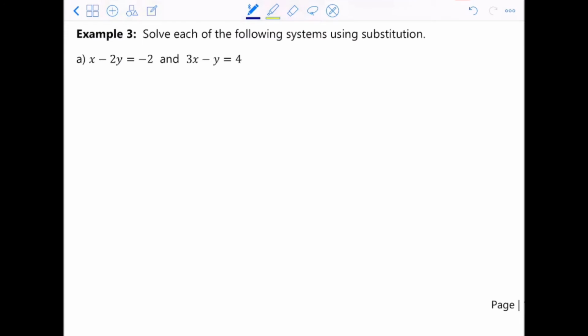All right, moving on to example 3. Solve each of the following systems using substitution. So looking at these 2 equations, we can first isolate one of the variables, and I'm going to isolate x. So let's add 2y to both sides. So we have x on the left-hand side, 2y minus 2 on the right-hand side. So this is equation 1. And we're going to sub this into the x value here. So let's take a look. We have 3 times 2y minus 2, and then we continue with the rest of the equation, minus y equals 4.